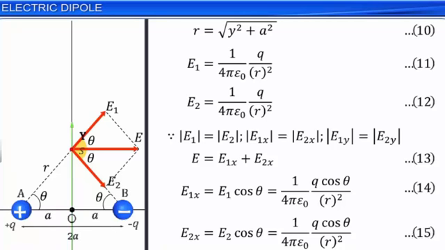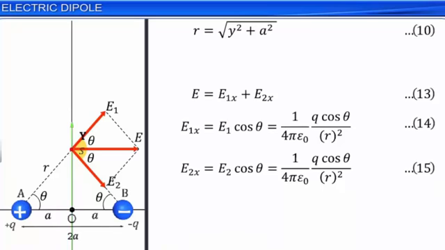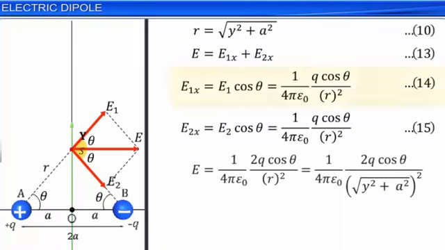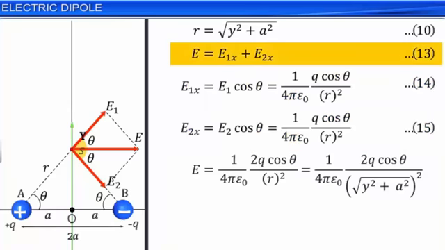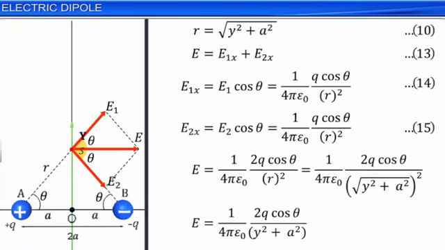Substituting equations 14 and 15 in equation 13 and simplifying, we get the magnitude of the electric field at the point S. E is equal to 1 by 4 pi epsilon naught into 2q cos theta by y square plus a square. Let this be equation 16.